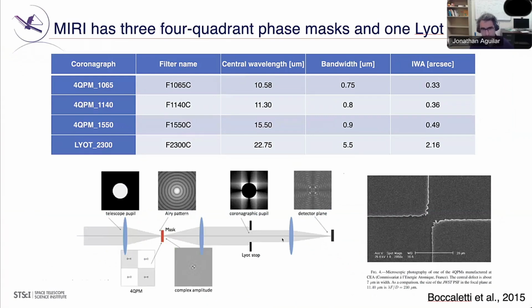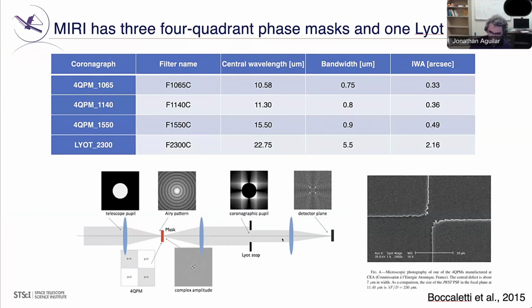Here's for reference later. This is a table taken from Anthony Boccaletti's paper explaining the design of the coronagraphs that he wrote in 2015. His team were the ones in charge of designing the 4 quadrant phase masks. And so this is the schematic of the 4 quadrant phase mask at the bottom, and there's an SEM image of what it actually looks like on the right.